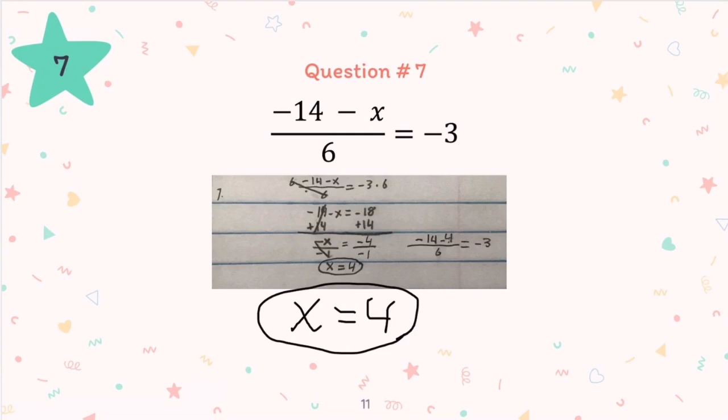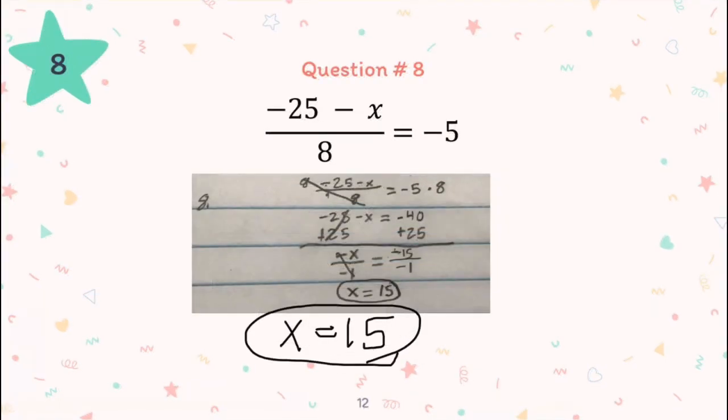But since we want the x by itself, we have to get rid of negative 14. So the opposite of subtracting is adding. So negative 14 plus 14, the two symbols cancel each other out. So now we do it on the other side. Negative 18 plus 14 is negative 4. So now we know that negative x equals negative 4. But since we want the x by itself, we have to divide by negative 1. So negative x divided by negative 1 equals negative 4 divided by negative 1. So x is equal to negative 4.